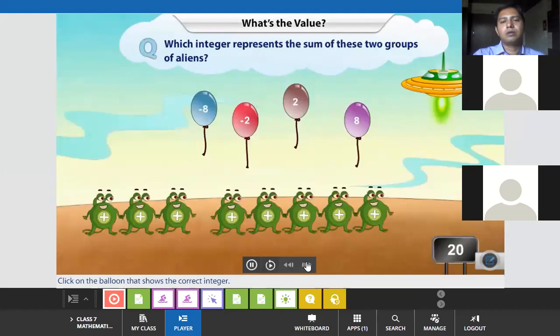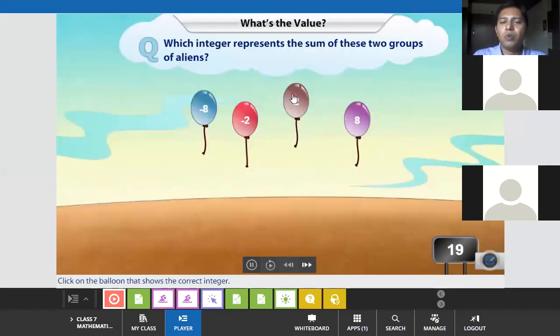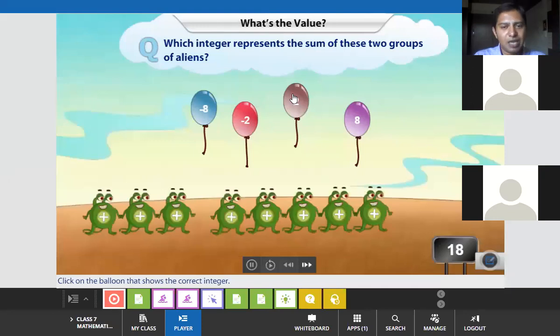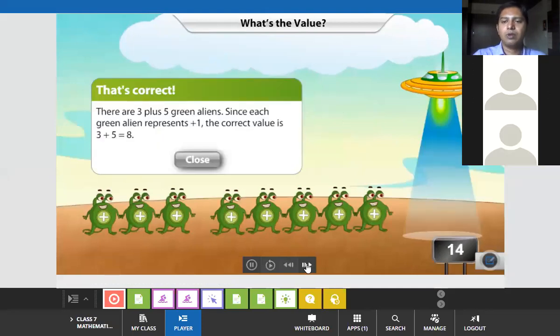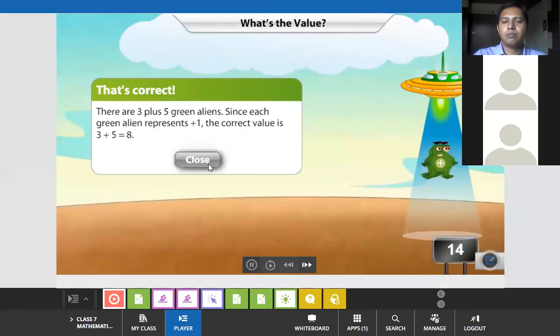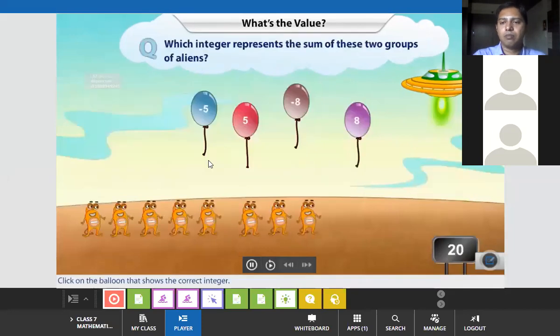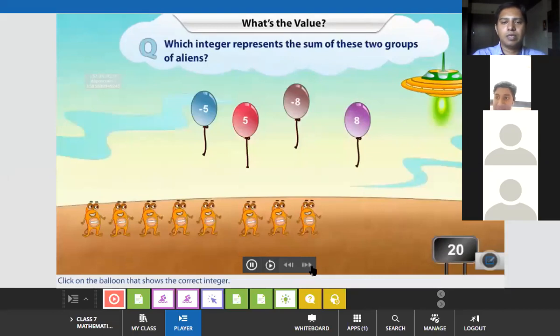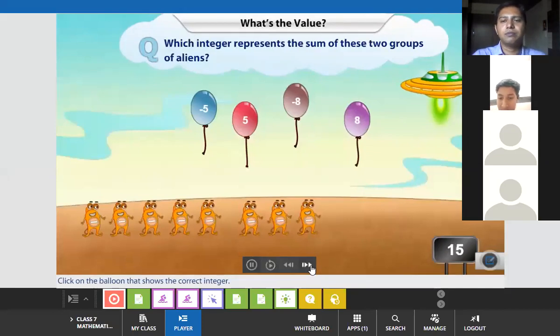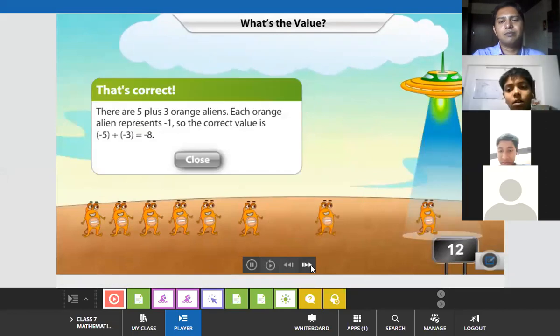Which integer represents the sum of these two groups of aliens? Click on the balloon that shows the correct integer. These are all green ones, and green represents positive. So we'll have 1, 2, 3, 4, 5, 6, 7, 8 positive. That is the purple balloon, the right answer. There are 3 plus 5 green aliens. Now the next one: -8. Yes, it is -8. That's correct.